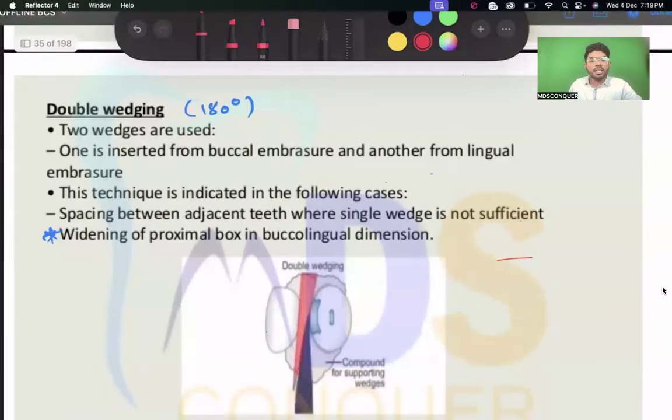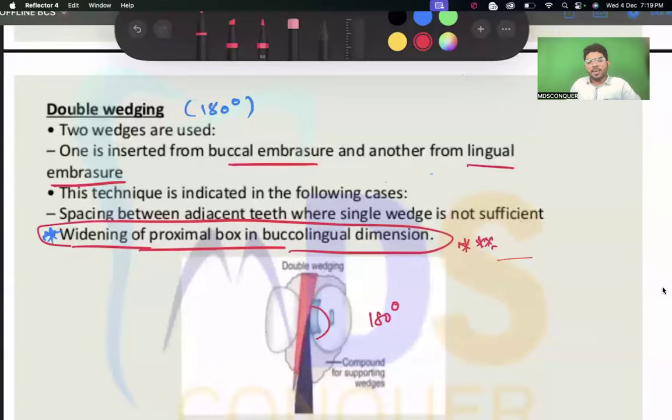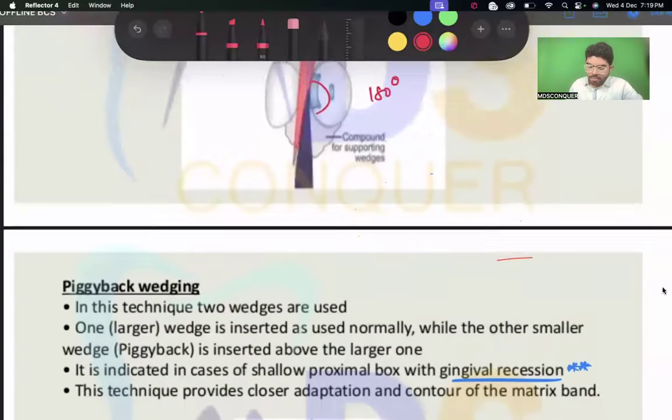The next is double wedging. Here two wedges are used, one from the buccal embrasure and the other from the lingual embrasure. The angle between the two wedges is 180 degrees. This technique is used in cases where a single wedge is not sufficient to fill the space. So a proximal box widened buccolingually is a special case where you have to use the double wedging technique.